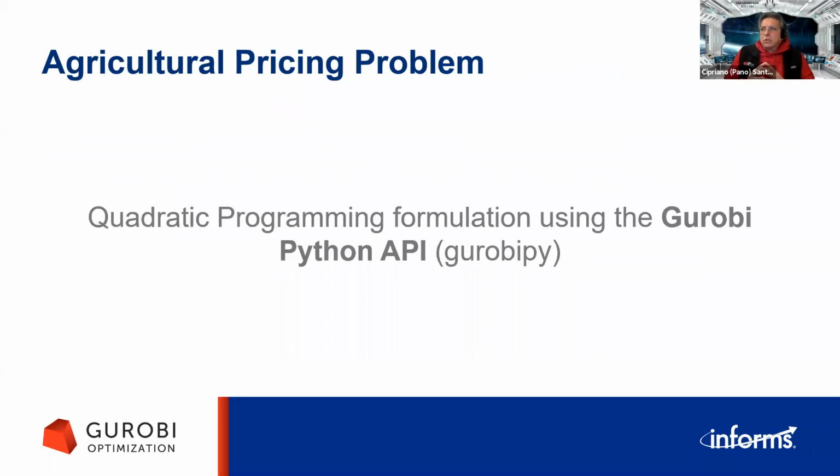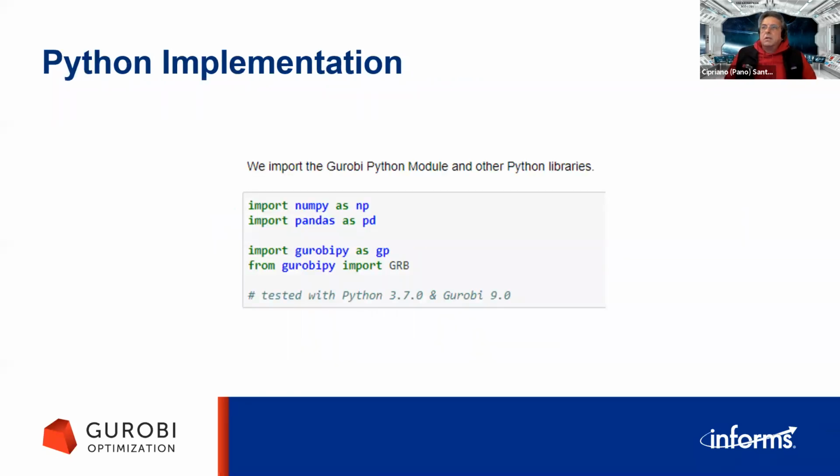So let's go now and formulate this problem as a quadratic programming formulation, and we are going to use the Gurobi Python API. The first thing that you do when you formulate the problem, you write your code using the Gurobi Python API, you will import the Gurobi Python modules and other Python libraries, and this is the code that will do that.